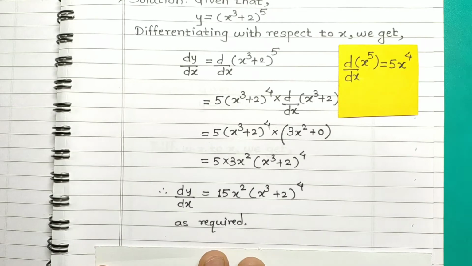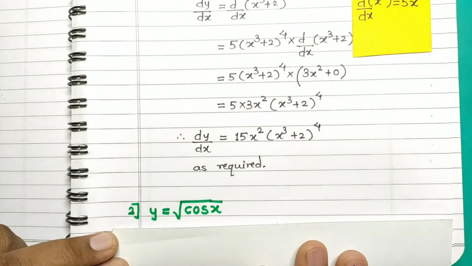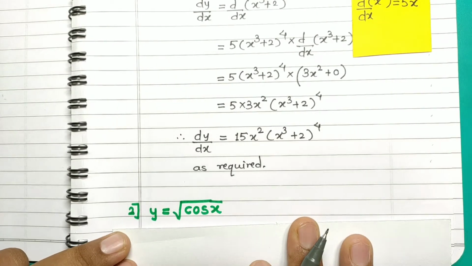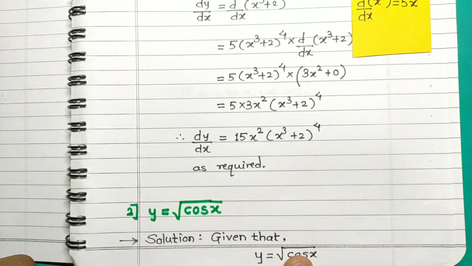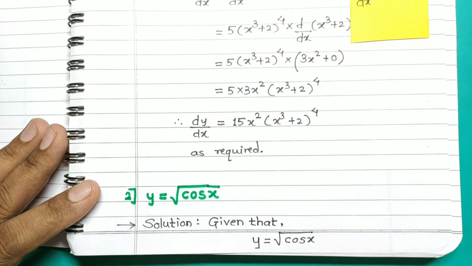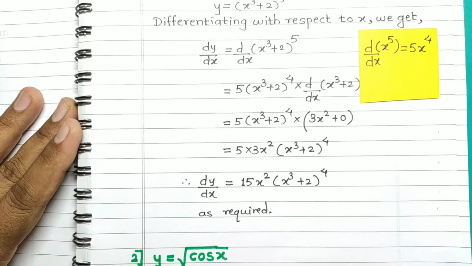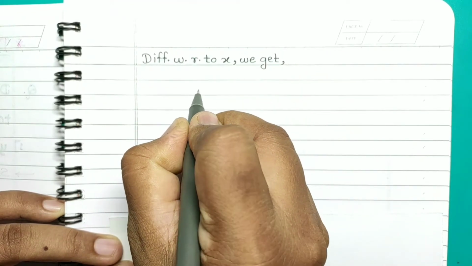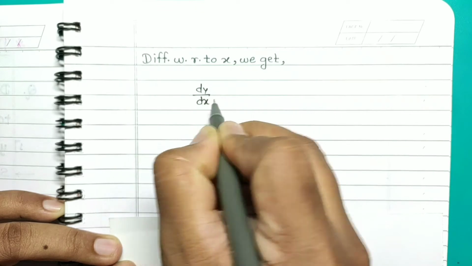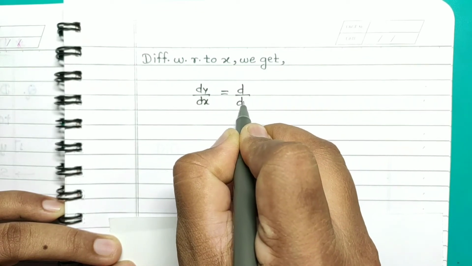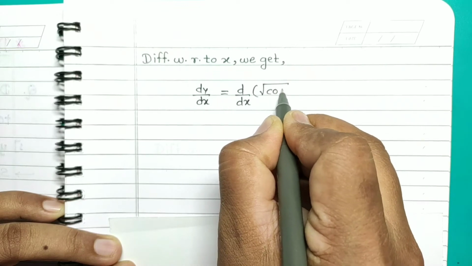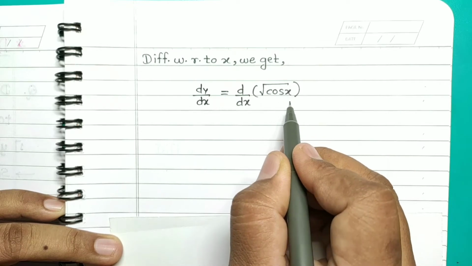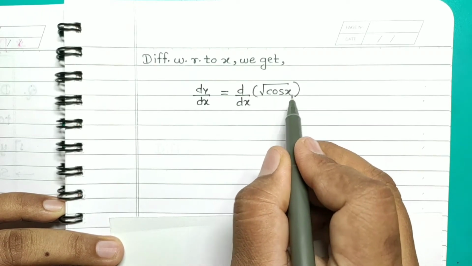Then the next given function is y is equal to root of cos x. We have to differentiate this function with respect to x. In the solution, you write down the given function first. It is y is equal to root of cos x. Now differentiating with respect to x, we get dy by dx is equal to d by dx of root of cos x. Here we find that this is a composite function and it is like root of something.